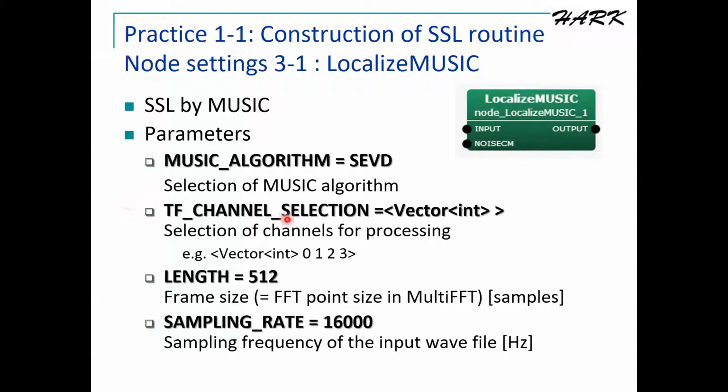And second parameter is TF channel selection. In this case, our input wave file contains 7 channels. This setting is to select the channel for processing. When setting like this, all channels are used for localization. The frame length is set as 512. It is the same as specified in the MultiFFT node. And this sampling rate parameter should be set as sampling rate of the input wave file. In this case, we will use the one recorded at 16 kHz. So we set this parameter like this.